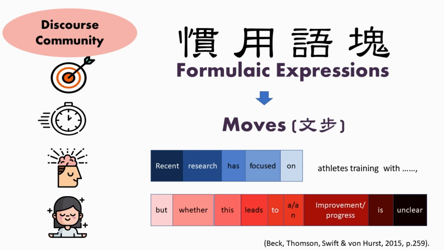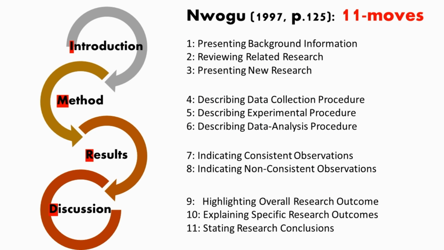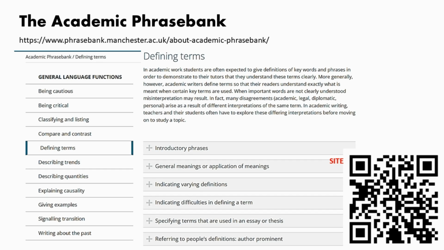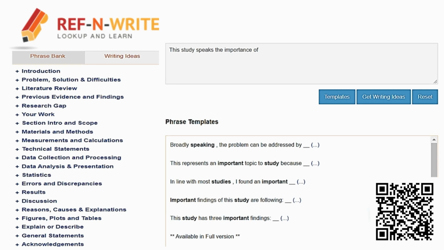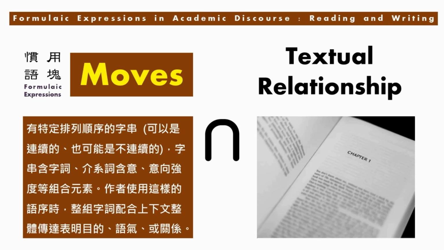In this episode, we have really learned about the use of formulaic language in academic reading and writing tasks, how moves can help us consciously identify and establish the flow in academic reading and writing, and some useful resources such as the academic phrase bank, Ref-n-Write, or Google search engine can boost up our accuracy and fluency when processing school assignments and textual materials. In the next episode, we'll further explore moves with respect to textual relationship for academic writing.